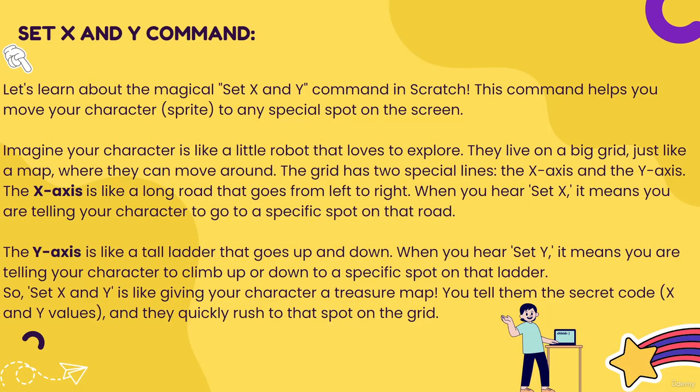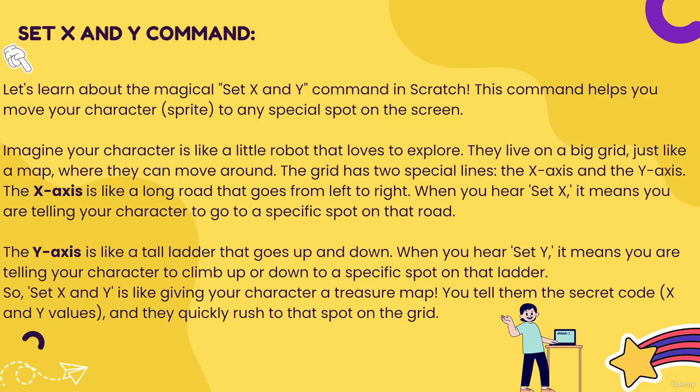Now let's see this in detail. Imagine your character is like a little robot that loves to explore. They live on a big grid just like a map where they can move around. The grid has two special lines, the X-axis and the Y-axis. X, like I said, is what? The sleeping line. So that is left or right.